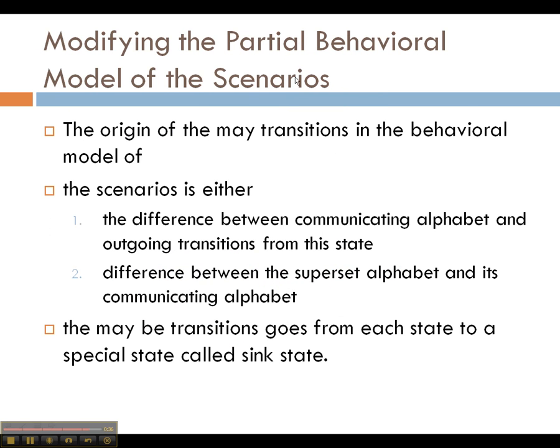Now we are going to move to the partial behavior model of scenarios. The origin of the allowed transition in the behavioral model of a scenario is the difference between the communicating alphabet and the outgoing transitions from that state, or the difference between the superset alphabet and its communicating alphabet. The maybe transition goes from each state to a special state called the sync state.